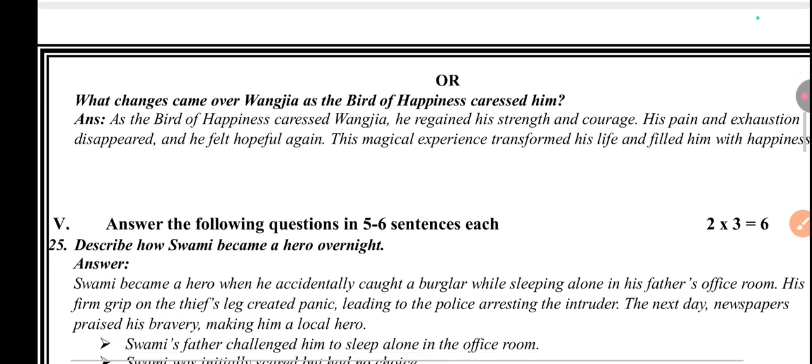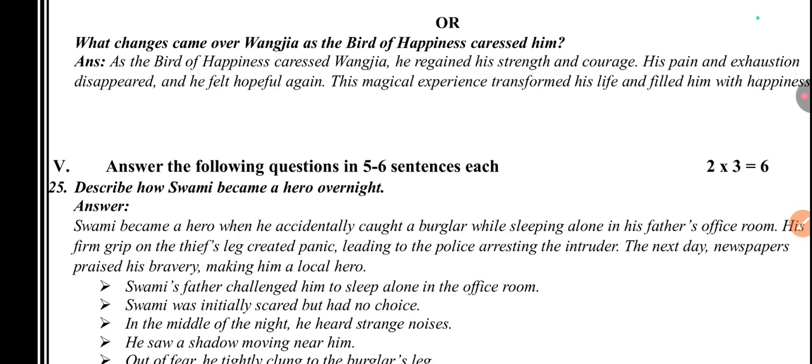For this question, an R type question is there. What changes came over Wang Jia as the bird of happiness caressed him? As the bird of happiness caressed Wang Jia, he regained his strength and courage.